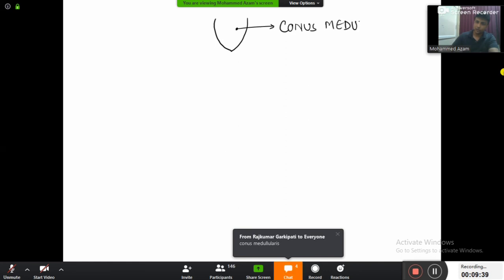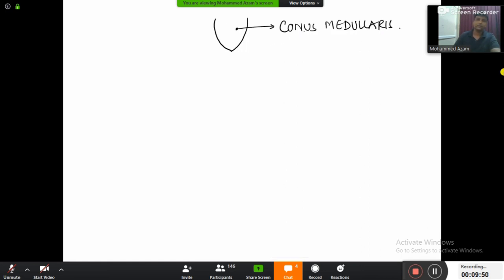Very good, Rajit. Conus medullaris, guys. Very good, Rajkumar. Spinal cord is going to end in the form of a cone shaped structure, and that is conus medullaris. And we all know that spinal cord is going to end where? It is going to end near L1 only.